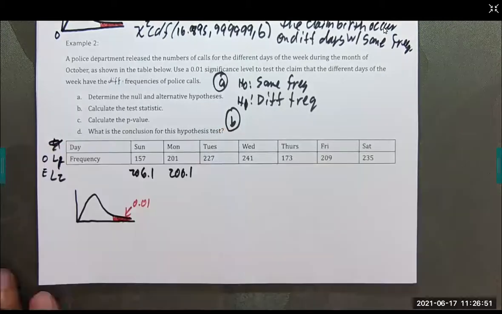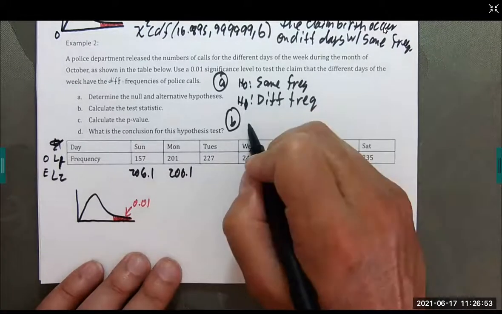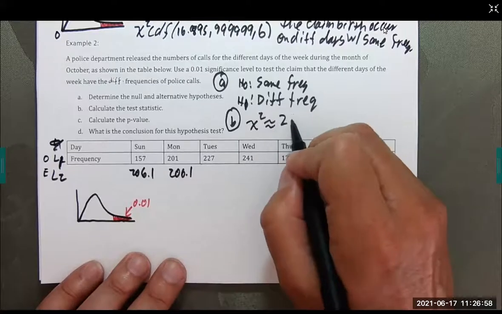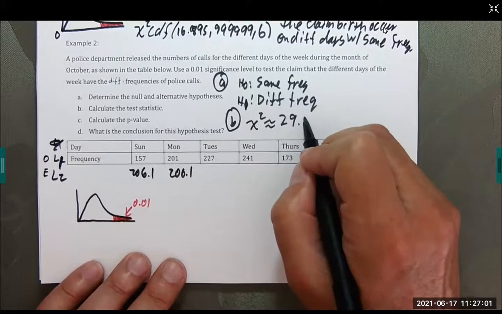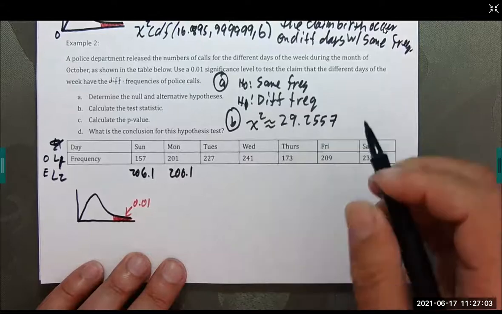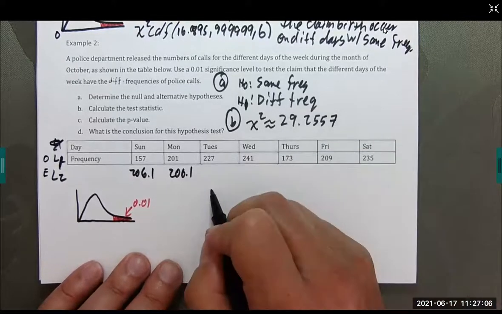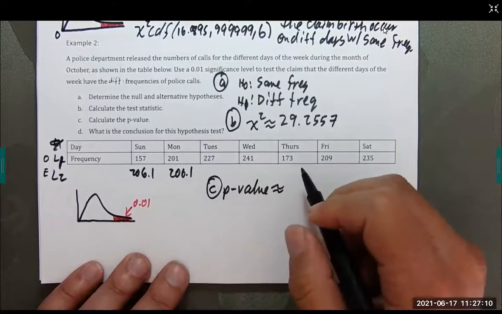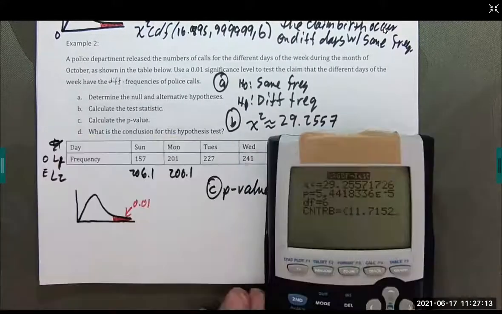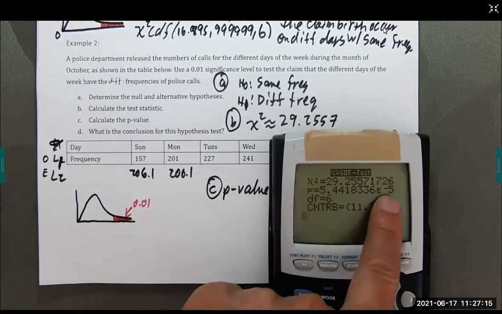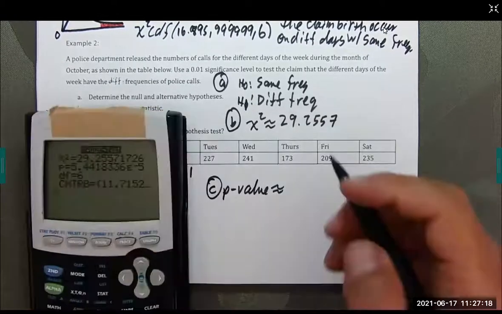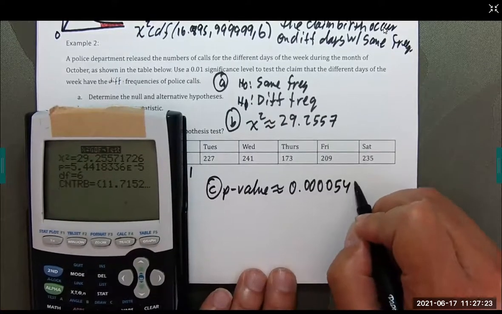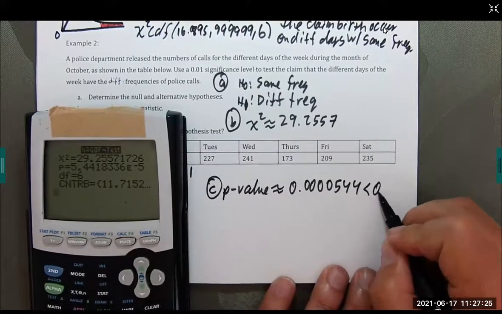So we got chi-squared is about 29.2557. Ooh, that's not good. And part C is the p-value. Now I want to show you, it looks like it's 5, but it's not. It's times 10 to the -5th. So it's actually going to be 0.1234544, which is clearly way less than the 0.01.